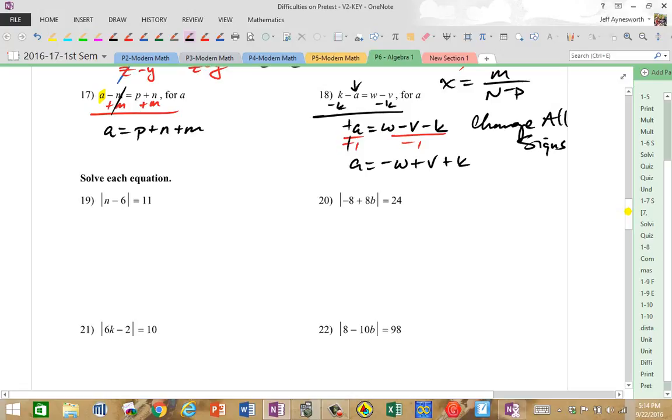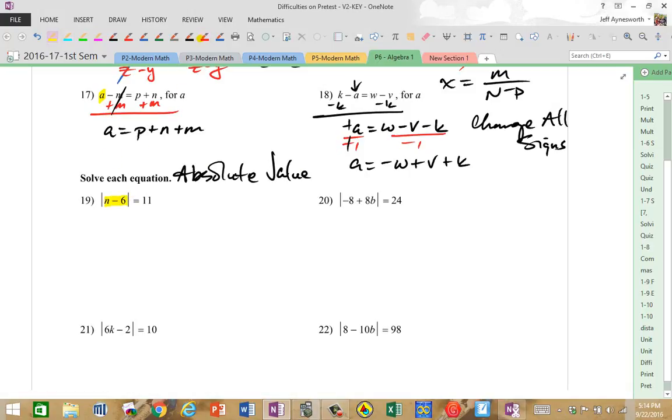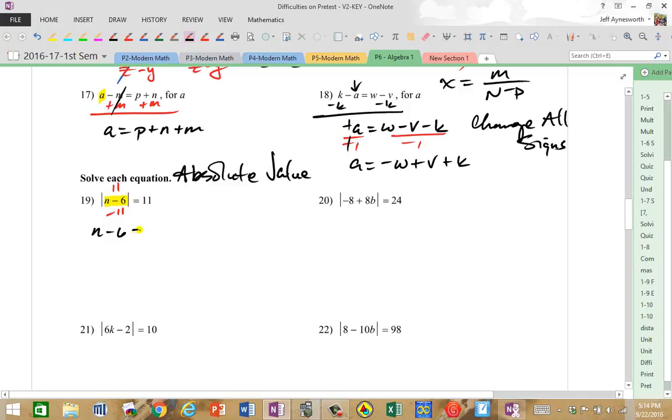All right. So on all these absolute value equations, we got 2 solutions here. So we're looking for 2. The first thing I understand is that whatever's inside this absolute value, it's got to be 11 units from 0. So I know it has to be either 11 or negative 11. So n minus 6 could be 11 or n minus 6 could be equal to negative 11. It doesn't matter. So add the opposite and solve both equations. You get n is equal to 17.